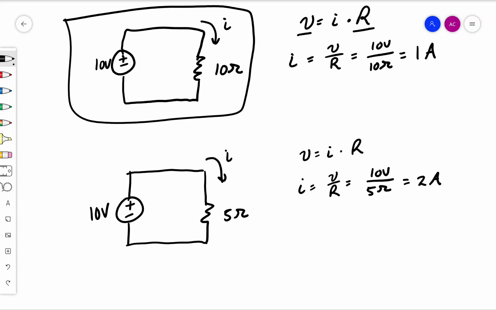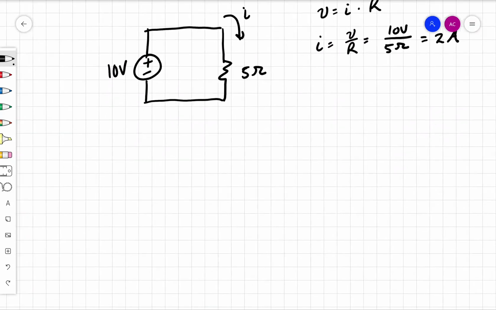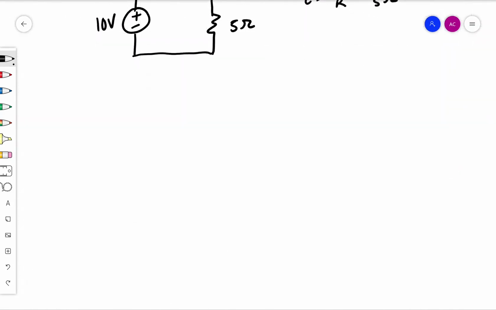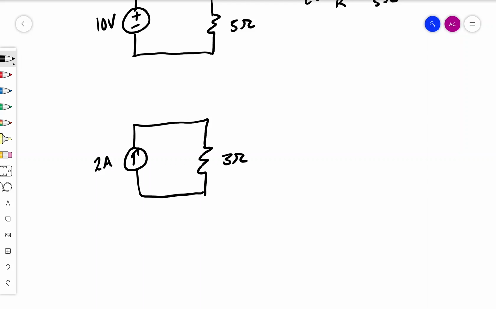Okay, so now let's try one more example. Okay, we'll do this example a little bit differently. Let's say this time we have a current source. Okay, and we have the same configuration where we have a resistor here and they're all connected together. Okay, and let's say that there is a 2 amp current source here and this is a 3 ohm resistor. Okay, now we want to know the voltage V here. So the voltage across that resistor.